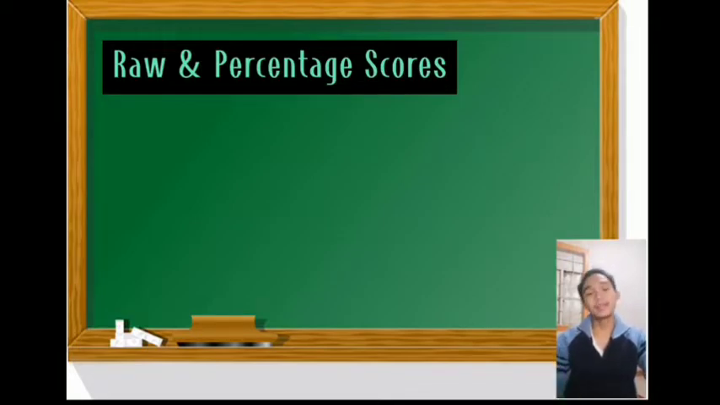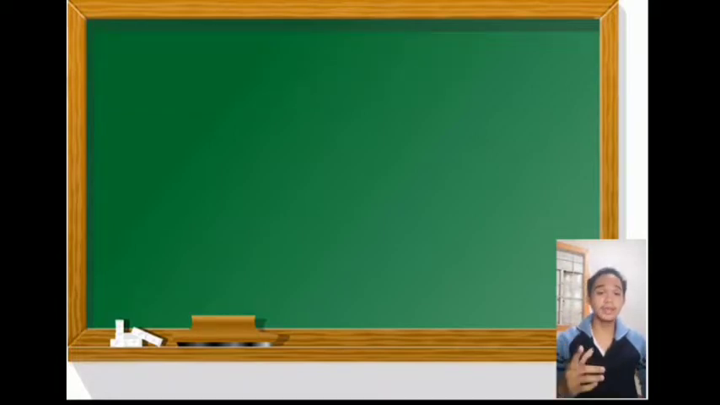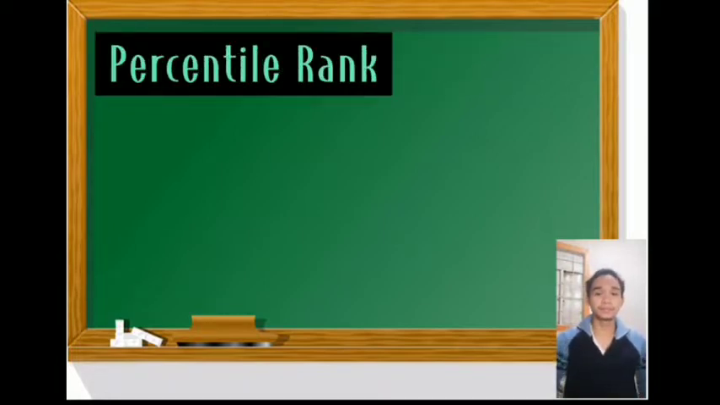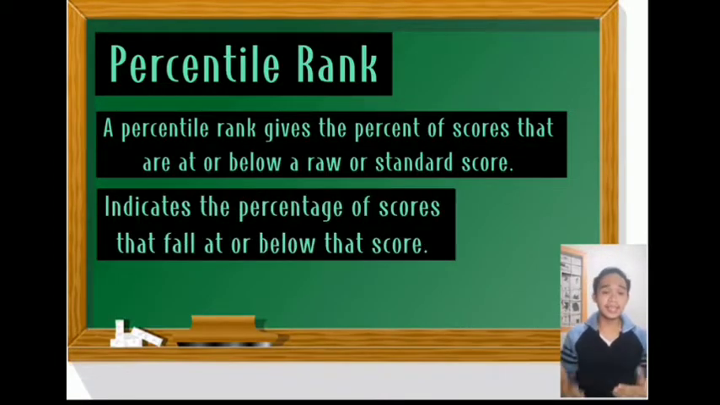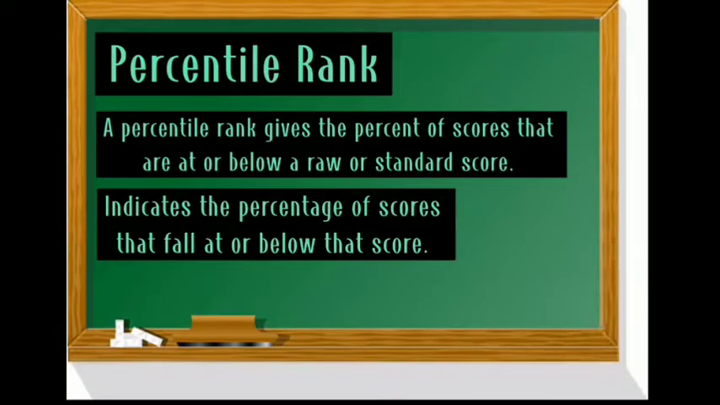Not too bad, right? Now, let's proceed to another type of test score, which is the percentile rank. A percentile rank gives the percent of scores that are at or below a raw or standard score. So basically, it just indicates the percentage of scores in the distribution that fall at or below that particular score.